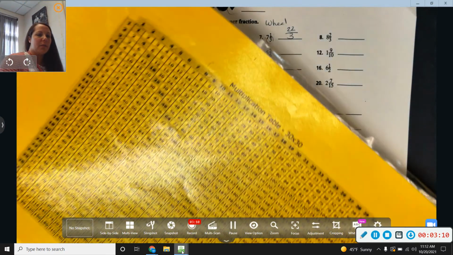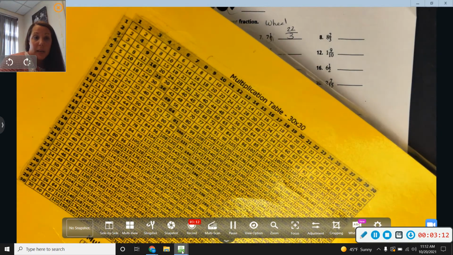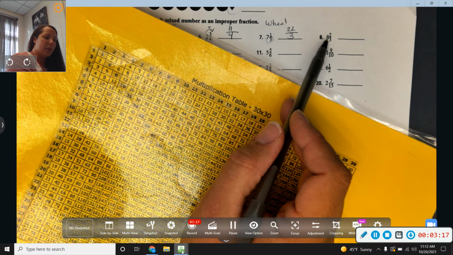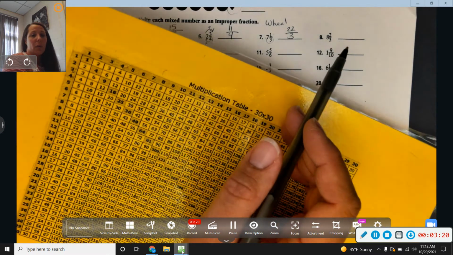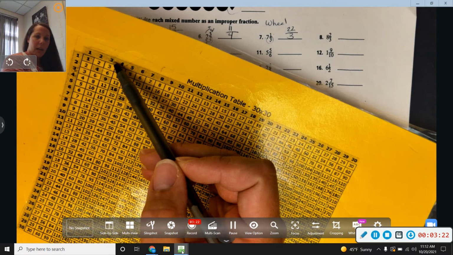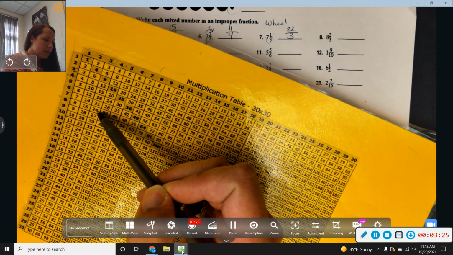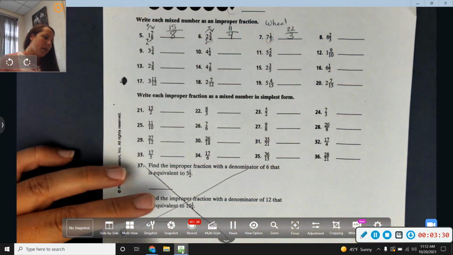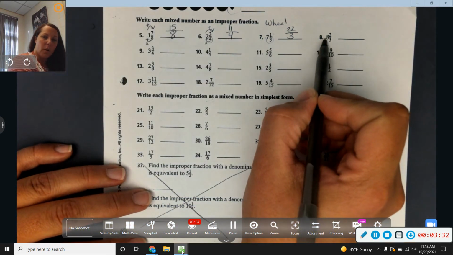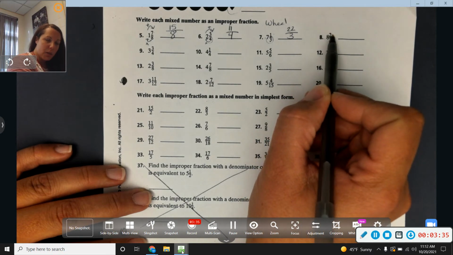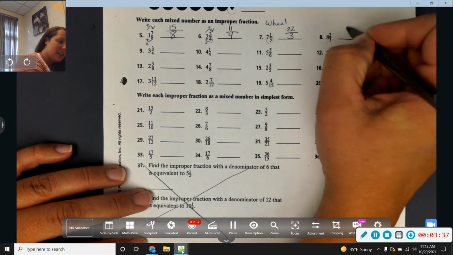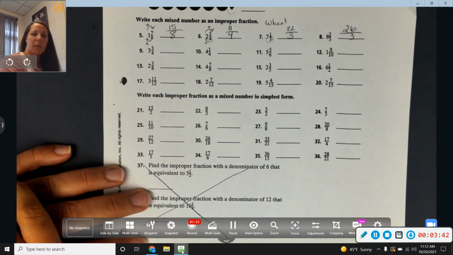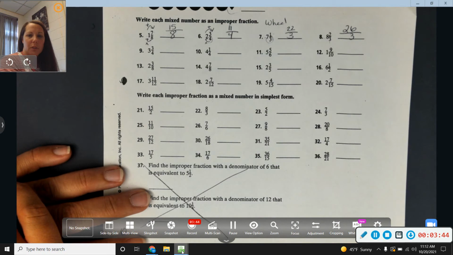If you are not fluent with your math facts, have a multiplication chart with you. Like for number 8, I have 3 times 8. If you don't know what 3 times 8 is, just look on the chart, go down your 3 column until you get to the 8. What number do you have? 24. So 3 times 8 is 24, plus 2 is 26, and then you have your denominator the same.